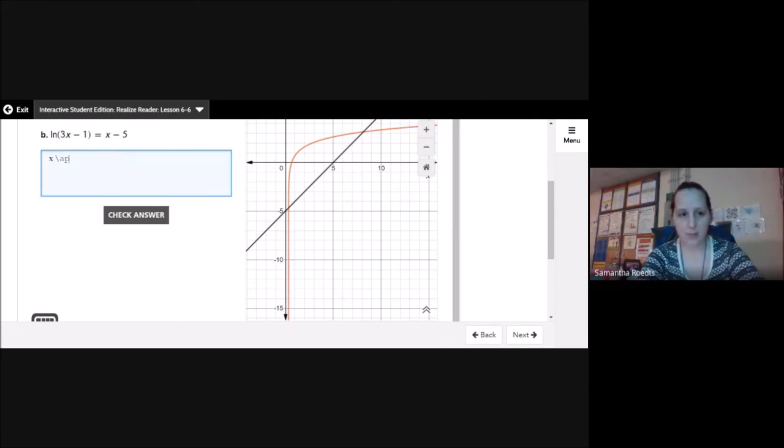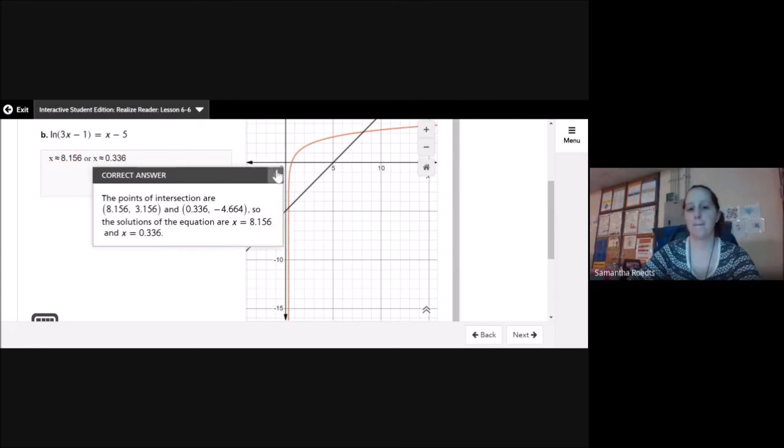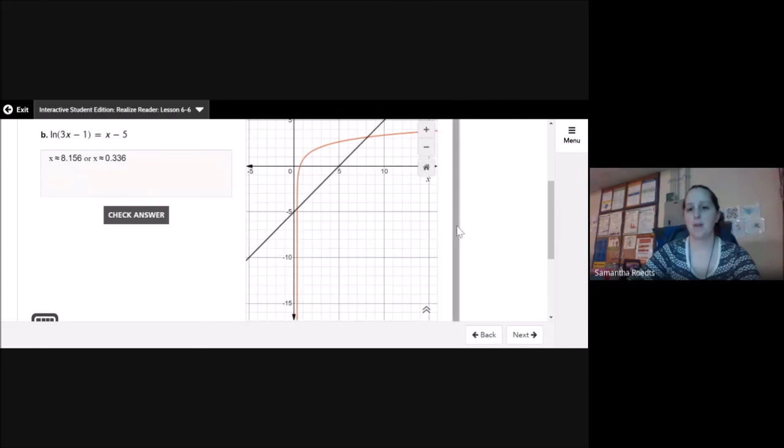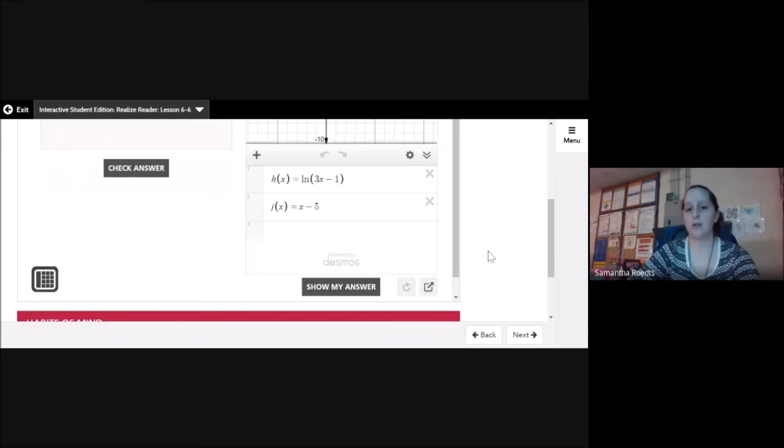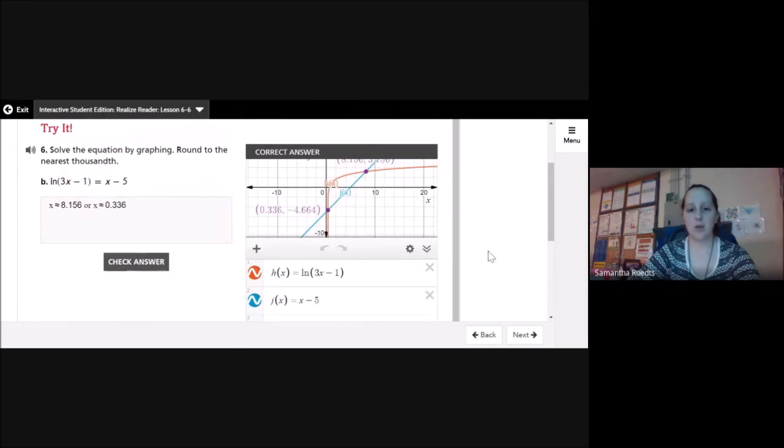So x is approximately 8.156, or x is approximately 0.336. So the nice thing with Desmos is you can enter it in exactly how it's written. You don't always necessarily have those options on a calculator, but Desmos does allow you to do that.